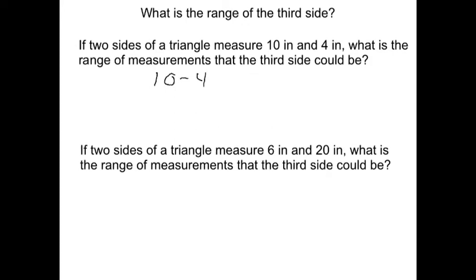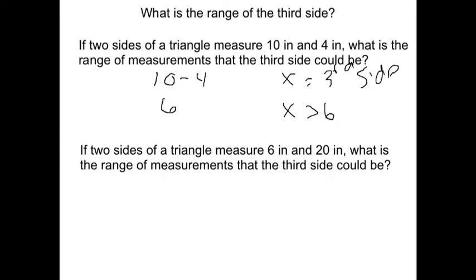So in order to find the smallest number that it could be, we're going to subtract the two sides that we're given. And when we subtract the two sides, that's going to give us 6. Now, 6 inches can't be the measurement, but any number larger than 6 can be the measurement. So if we say that x is the third side, then x could be bigger than 6.